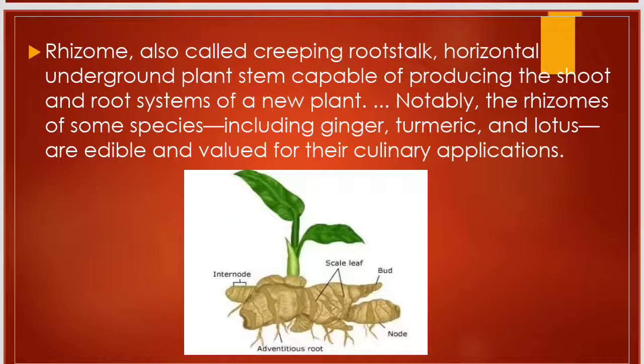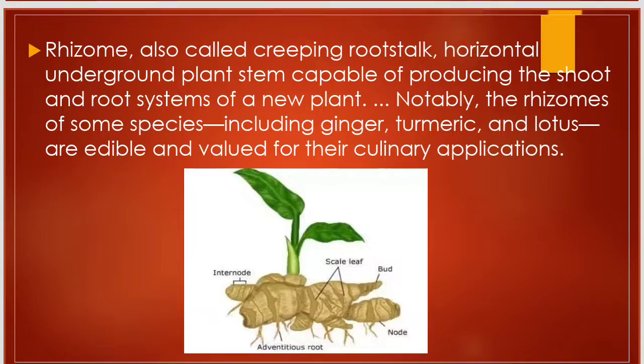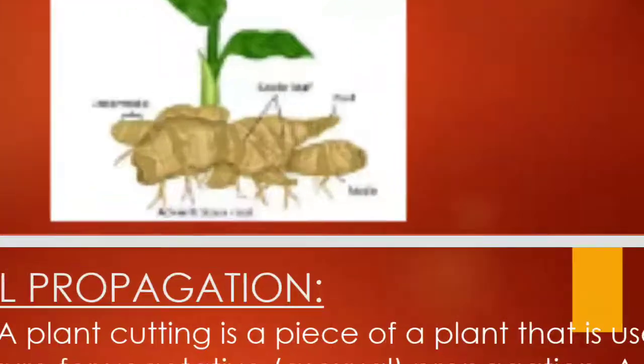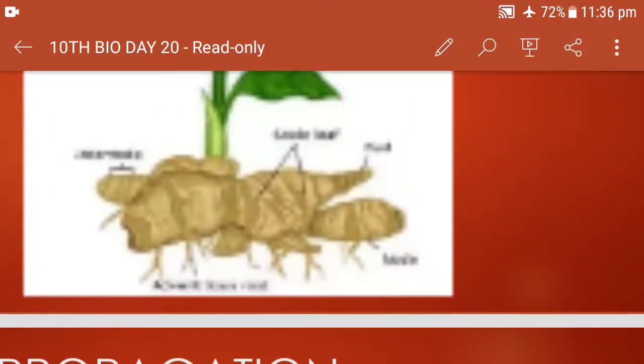Rhizomes are also called creeping rootstock, horizontal underground plant stems capable of producing the shoot and the root system of a new plant. Notably, the rhizomes of some species including ginger, turmeric and lotus are edible and valued for their culinary applications. Yes, you know ginger, it's very important, it adds taste to our food. So this is an example of rhizome where you can observe how the leaves are developed, how the new buds are formed in rhizome.